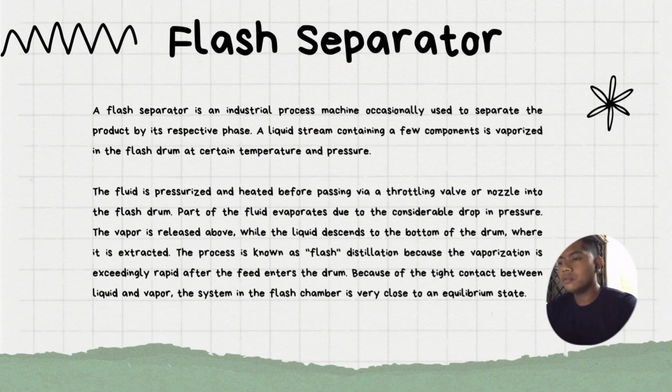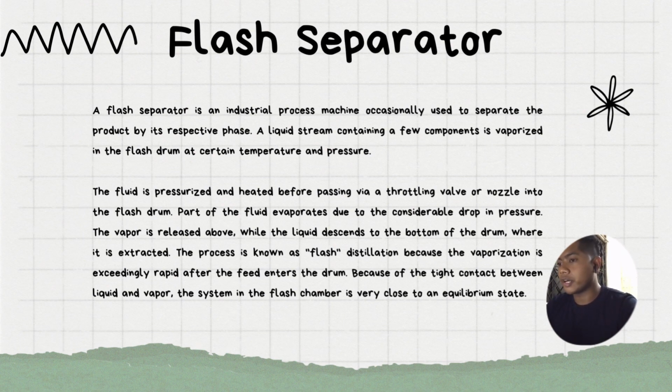Okay, so now we'll continue with our presentation. First, we need to know what is a flash separator. A flash separator is an industrial process machine that is usually used to separate the product by its phase. We can see this flash separator being used in the oil and gas industry. How does this flash separator work?